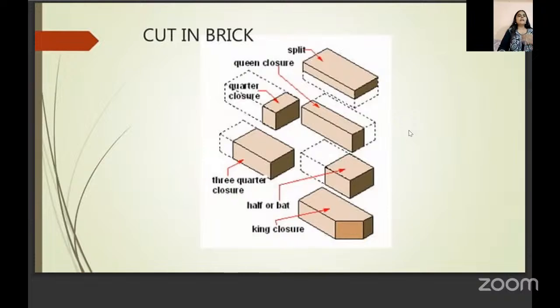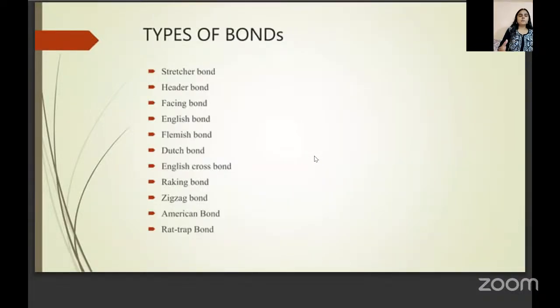And there are different types of bricks depending on their shape and size. Some of the most common ones are king closer, queen closer, three-quarter closer, half bat. This is the king closer. This is the queen closer and the quarter closer. So these are some of the common sizes of bricks that are used for making different types of brick bonds, different types of patterns, jali, or different types of walls. Then there are different types of brick bonds. Brick bond means different ways in which brick can be attached with each other to create different portions of the structure.